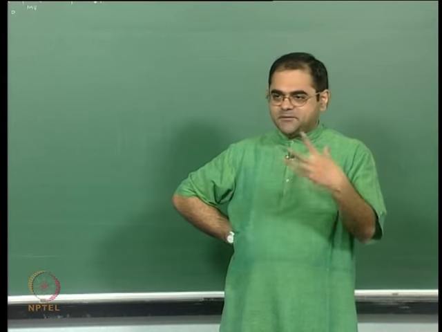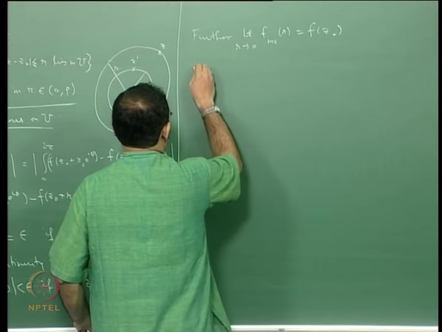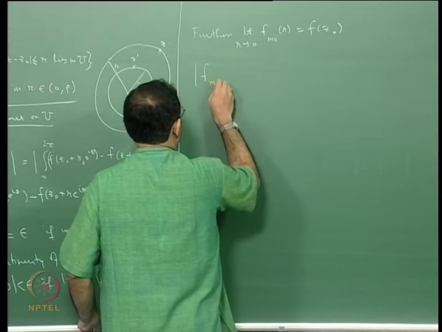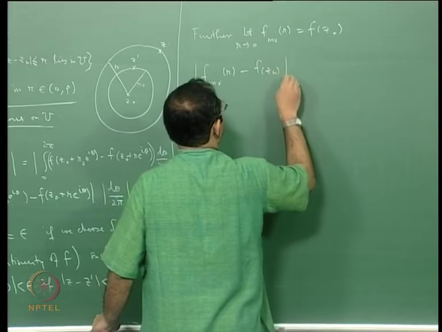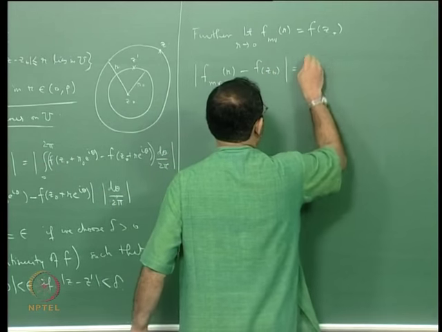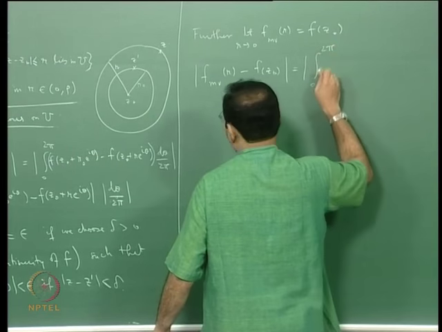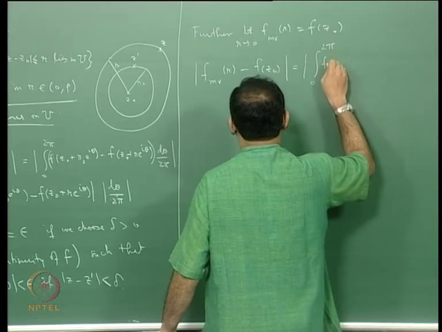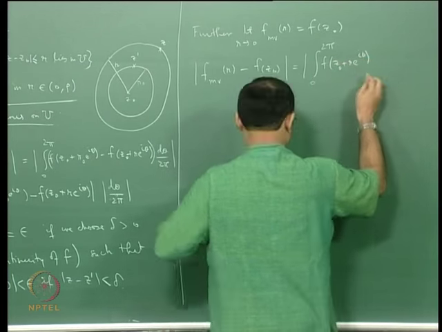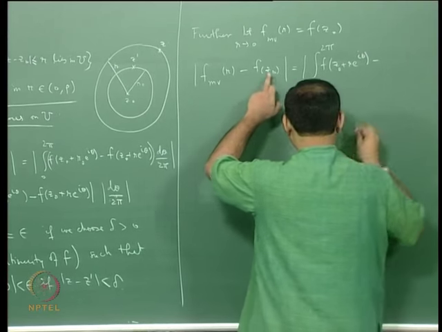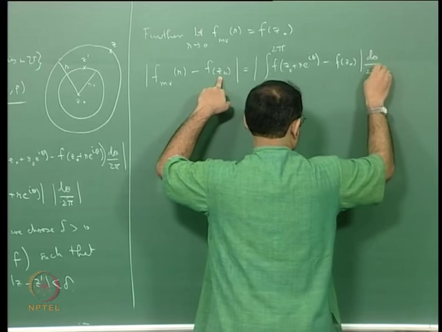So this is intuitively correct, but then you can rigorously prove it by the same method. What you can do is calculate the value f_MV(r) minus f(z naught). If you calculate this, you will get the same kind of estimation as here: modulus of the integral from 0 to 2 pi of f(z naught plus r e^(i theta)) minus f(z naught), d theta by 2 pi.